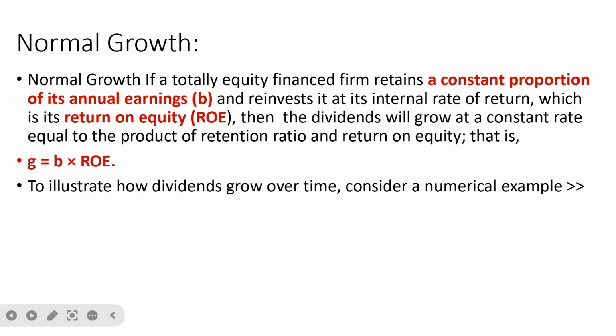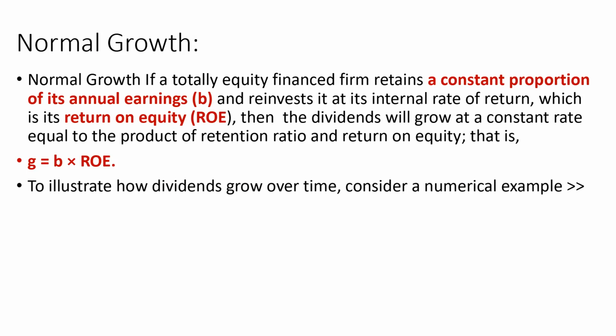So this is normal growth. According to normal growth, if a total equity finance firm retains, as I've told you many times, whatever profit is earned by the company, it may give 100% of it to the shareholders, or it may also retain some part of it. Mostly all the companies retain some part of it. The normal growth model says that a constant proportion of the annual earning, which we show with b, is retained. And why is it retained? So that it can be reinvested, and that increases your share prices in the future.